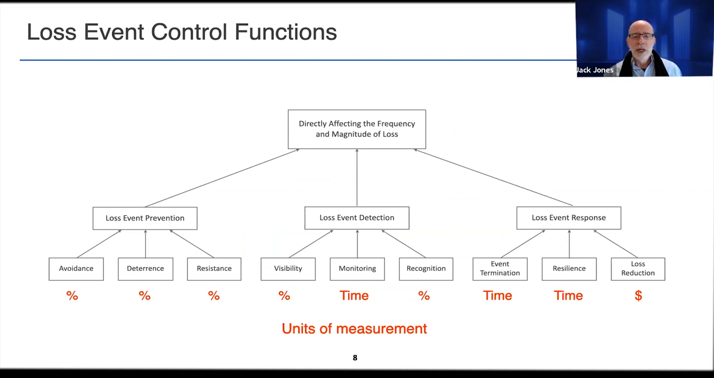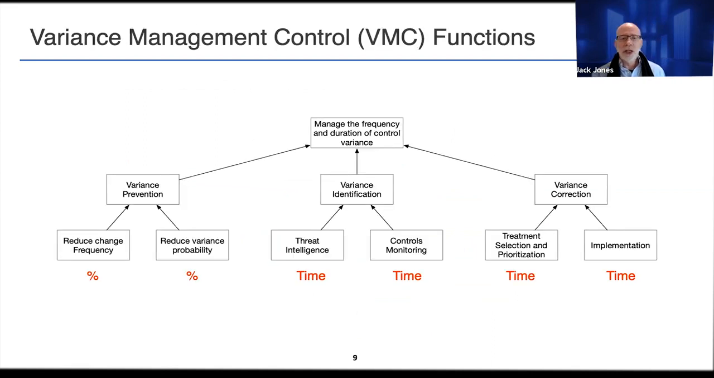And so, again, I'm not going to go through all of these, but just to provide you a picture, there are 9 different loss event control functions there at the bottom. And you see the key point to this slide is that we have different units of measurement. We'll talk about that again here in a few minutes. For variance management controls, there are 6 different functions, and we have 2 different units of measurement. And for decision support controls, I'm not going to bother showing a slide on that now. All of this is available online in the resources in the FAIR Institute.